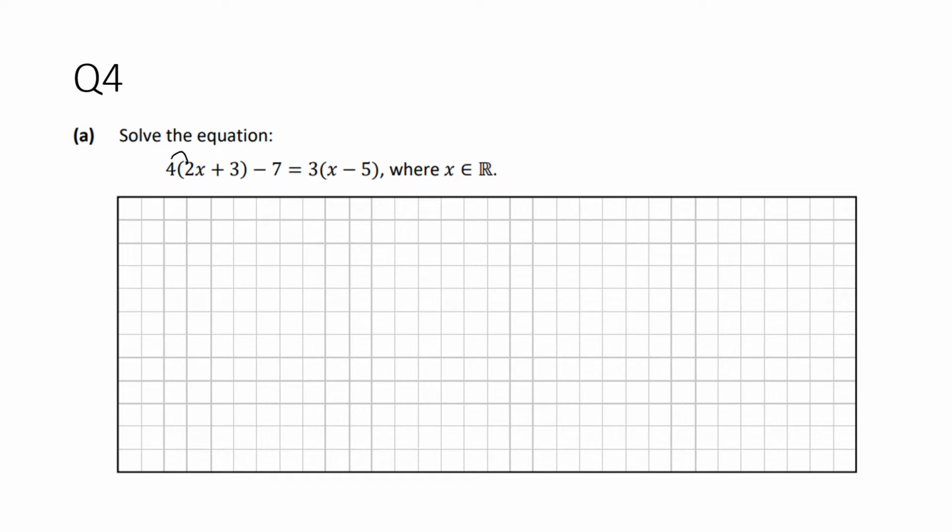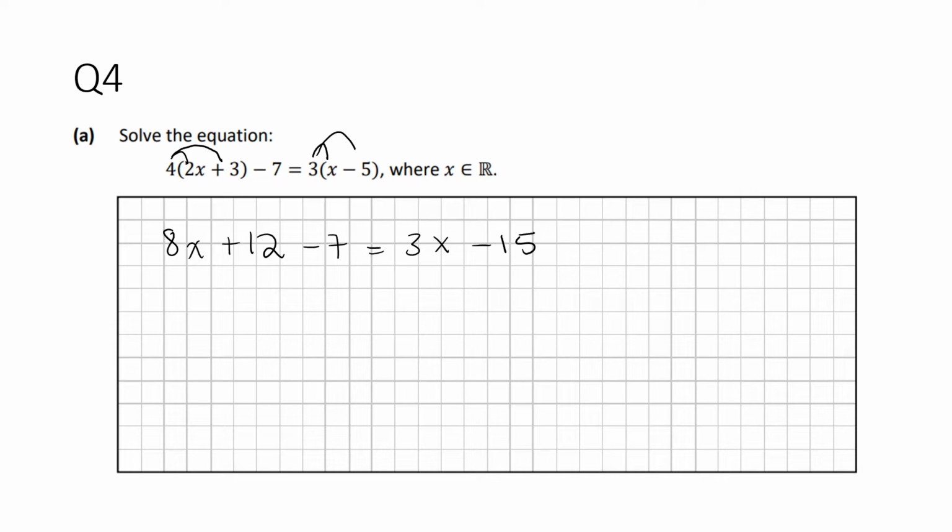So first thing you can see here on the right hand side is you have brackets. So you're going to multiply 4 by 2x, which is 8x, 4 times 3, which is 12. Now the minus 7 here is outside the bracket, so just write it down as it is, don't expand it. 3 is by x then, again on the right hand side, and then we multiply 3 by minus 5, which is minus 15. So you're getting the majority of the marks here just for expanding your brackets.